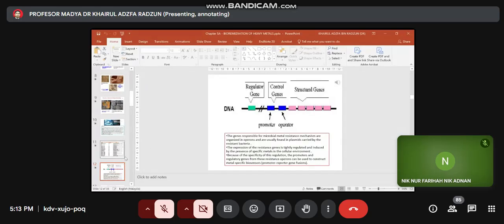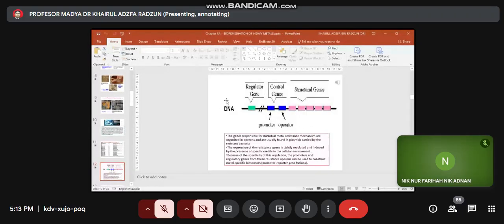Now we go to this particular operon, the operon of how we can construct the biosensor. How to construct a biosensor? So the structural genes here. You know that this is an operon, which is one part of the DNA of the bacteria.